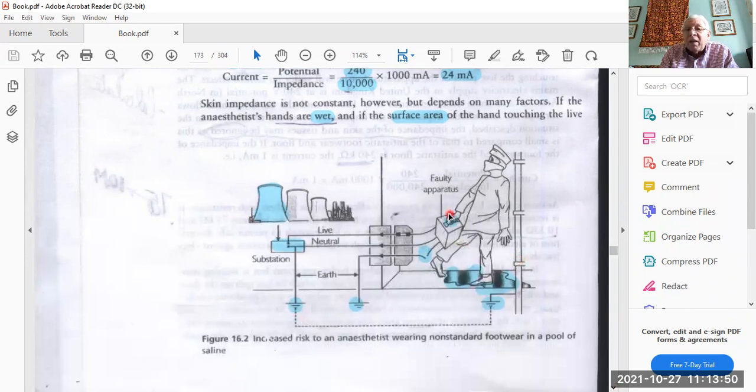This is another figure showing how this guy can be electrocuted. As you see, there is a defect in the neutral wire, and then this guy is touching the floor, which is full of saline. And of course, as you said, the saline decreases the impedance, so that he can be electrocuted by the electrons passing through his body and the saline to the substation and going back, creating an electric shock.